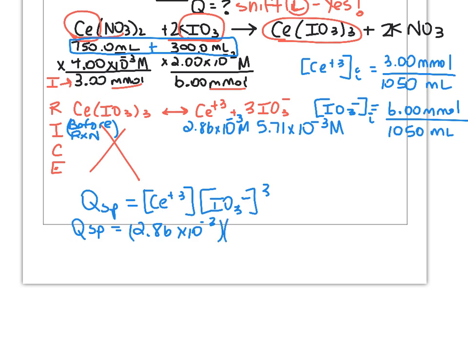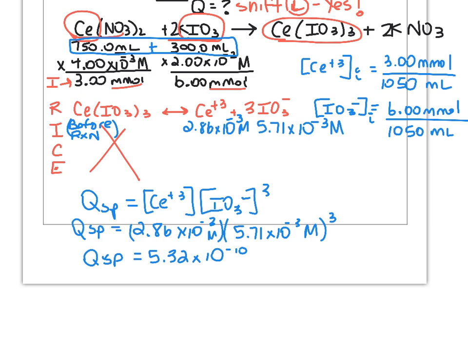And then we're going to multiply that by the molarity, almost left that off. And then I'm going to take that by 5.71 times 10 to the -3rd molar, and that's going to be to the third. So when we calculate this out, our QSP is going to end up being, when you take that and cube that 5.71 times 10 to the -3, and you multiply them together, 5.32 times 10 to the -10.